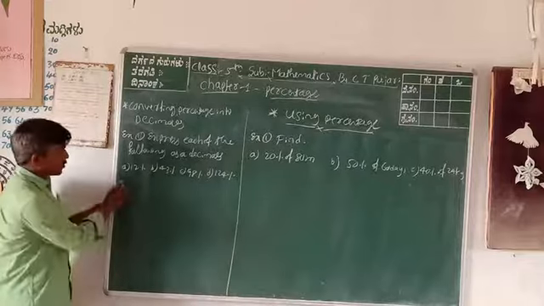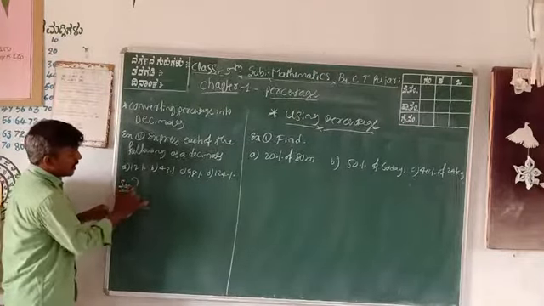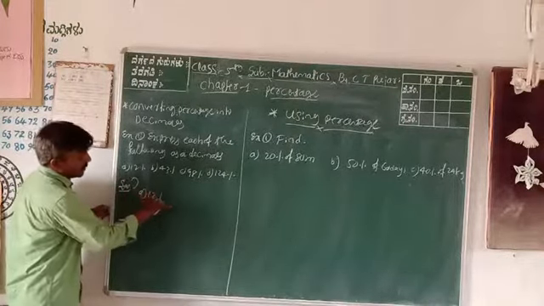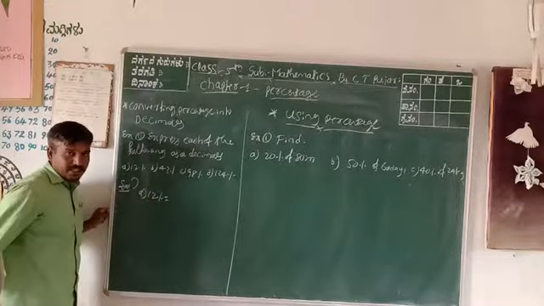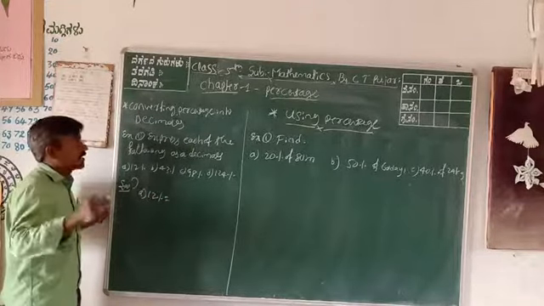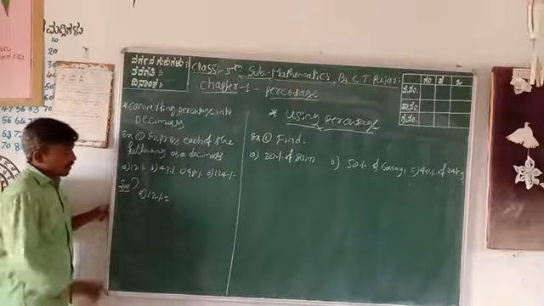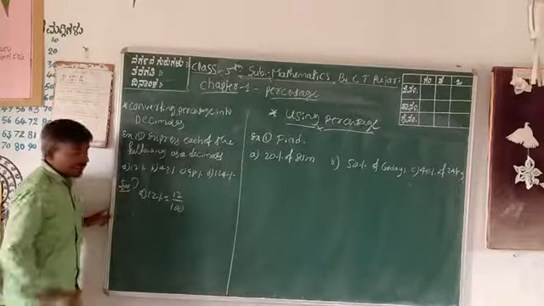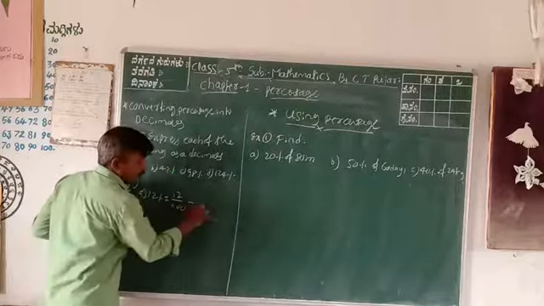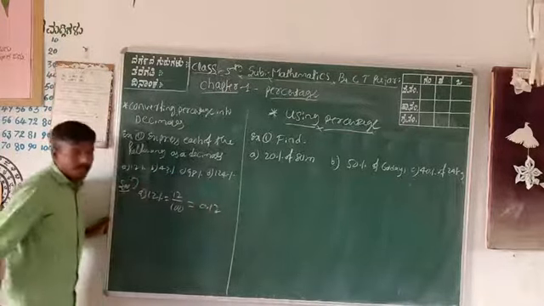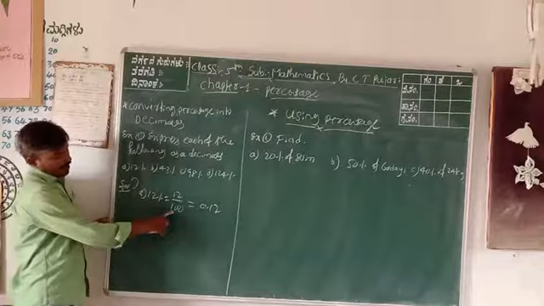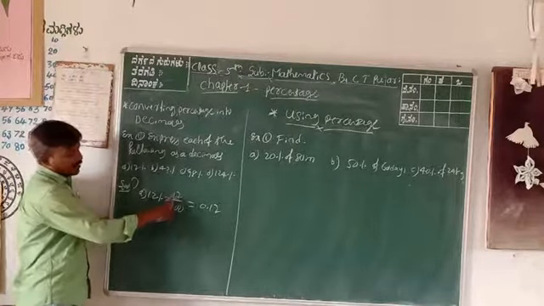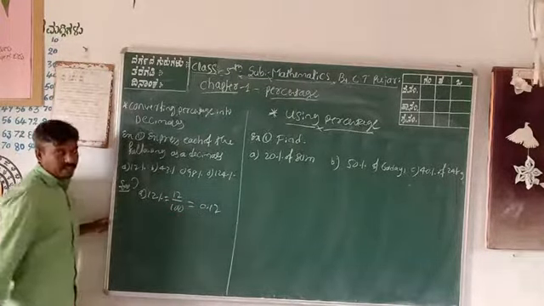Express each of the following as a decimal. The first one, solution: A, 12%. You can convert it with the decimal sign. 12% is 12 by 100 as a fraction. This fraction into a decimal is 0.12. The denominator is 100, so you take 2 digits after the point. That is 0.12 as a decimal.